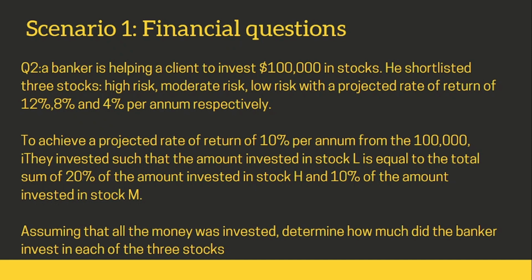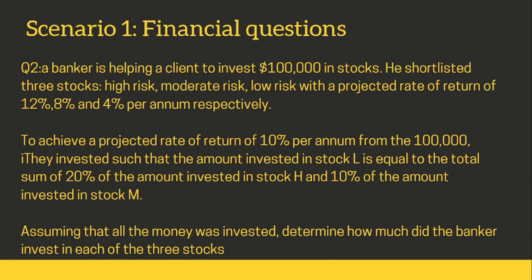they invested such that the amount invested into stock L is equal to the total sum of 20% of the amount invested in stock H and 10% of the amount invested in stock M. Assuming that all the money is invested, determine how much the banker invested in the three stocks.